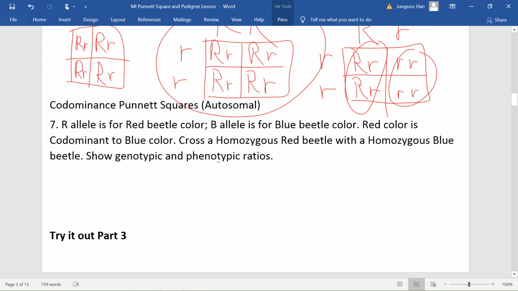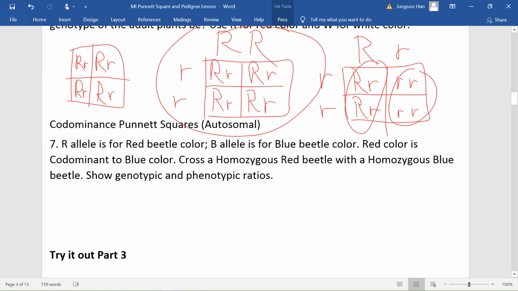Okay, so now let's move on to codominance. Okay, so for codominance, this is when if you have 2 different alleles, right? So in this case, big R is for red, big B is for blue. Then in codominance, you actually end up showing both the red and the blue. So you might end up with a striped red and blue beetle, or maybe like one side of the beetle is red, the other side is blue. But basically, both of those alleles, both of those colors will show.